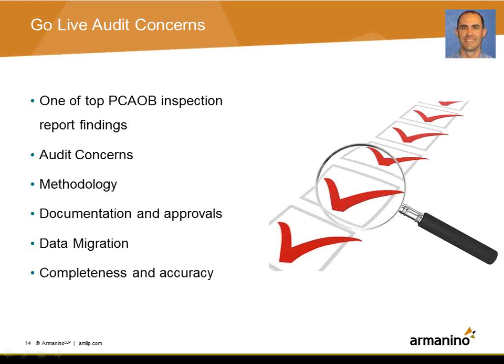Data migration ties right into completeness and accuracy. Did we have the proper mapping of fields from legacy to the new ERP? And do we have a one-to-one match? And if we don't, why do we not have that one-to-one match? What are those reconciling items? Do they appear to be appropriate? And do we have the right individual signing off on them?